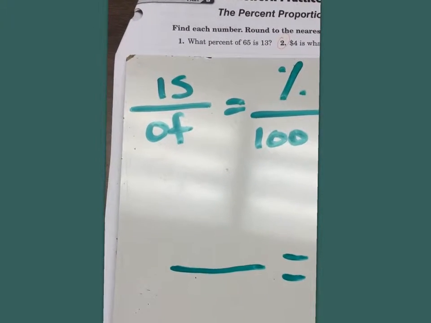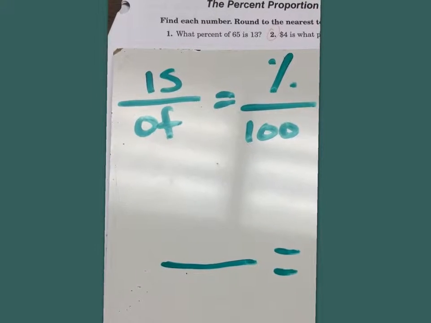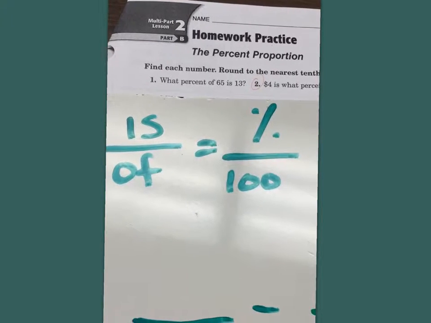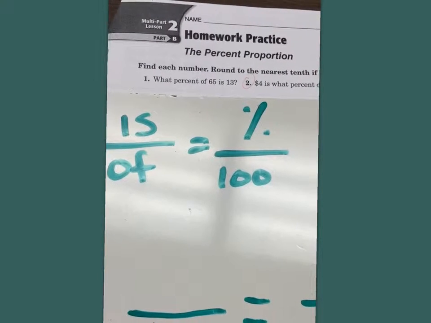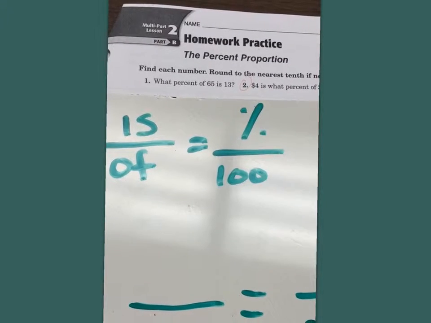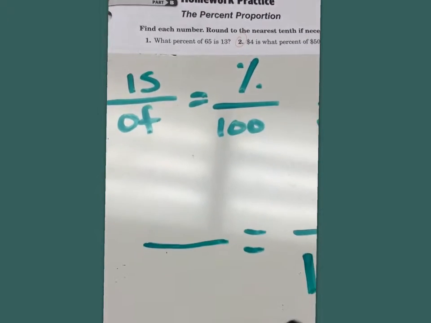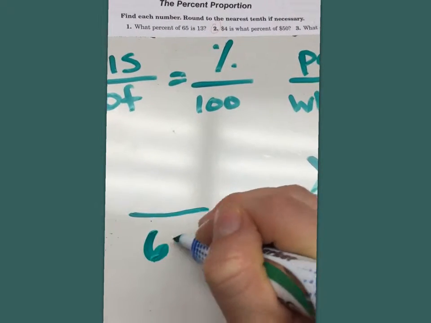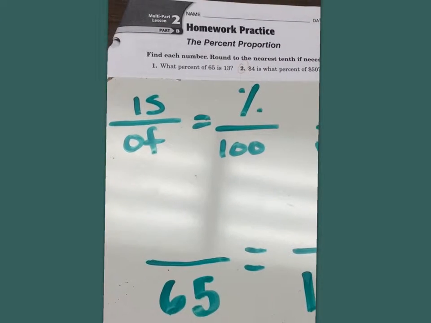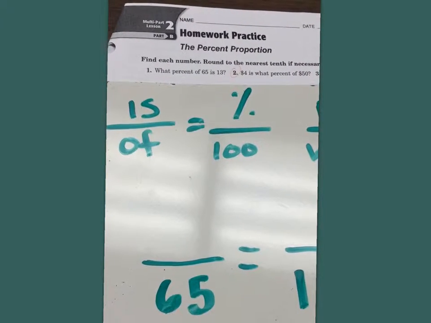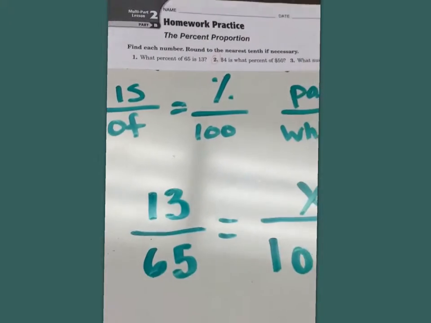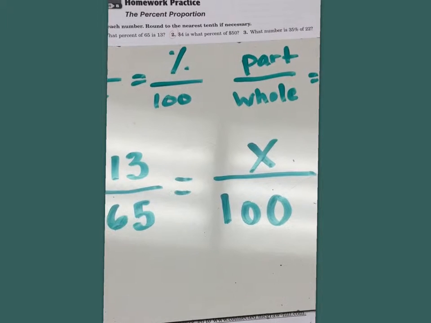Now I come back to the is over of part of my proportion, also known as the part over whole. So I look back and it says, what percent of 65 is 13? 65 lines up nicely with of, and that's also my whole amount. So I'm going to put 65 down here. Which means I'm left with 13, and that lines up with is. That's my part, so 13 is going to go up top here. Now I have my proportion filled in and ready to solve.